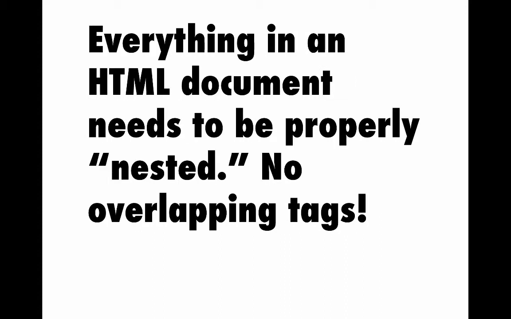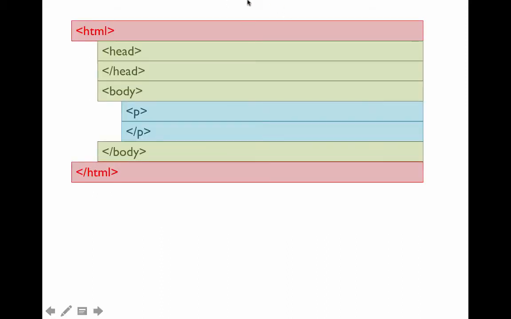Okay, some rules. Sadly, yes, there are lots of rules you need to follow with any kind of coding. So some rules about HTML. Everything in an HTML document needs to be properly nested. You can't have overlapping tags. Let me show you what I mean. So in that file I just showed you, you've got the HTML file. You start tag HTML and the close tag HTML at the bottom, and then everything needs to be nicely nested within it. So you got head, and then you close head. Then you start body, and then you start P and close P before you close body.